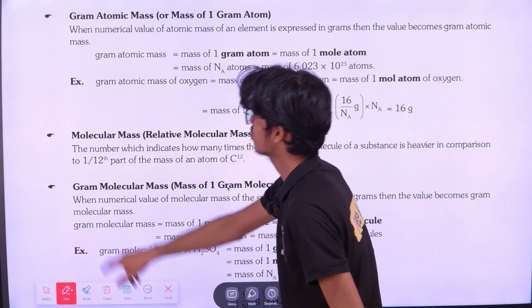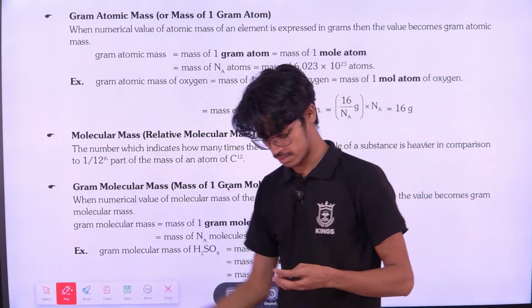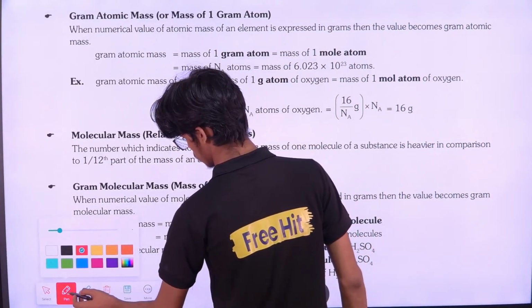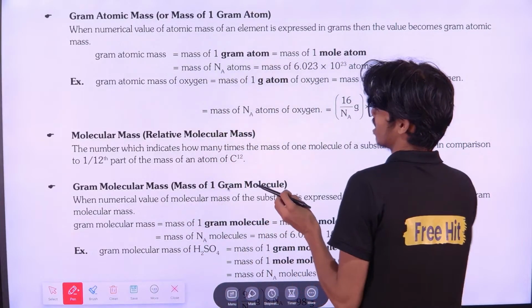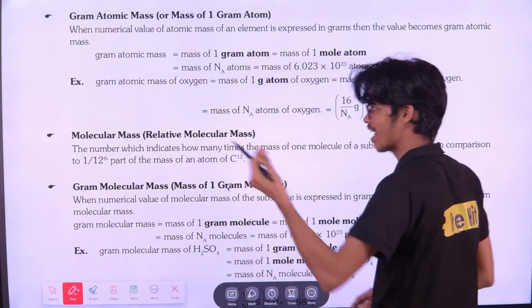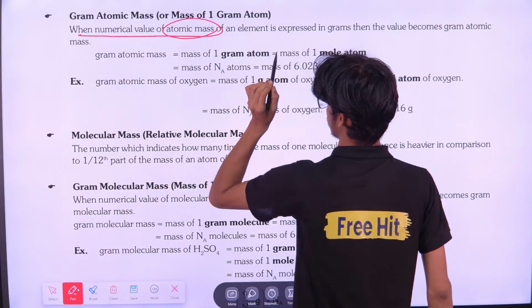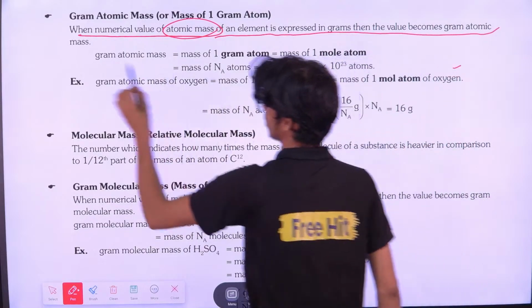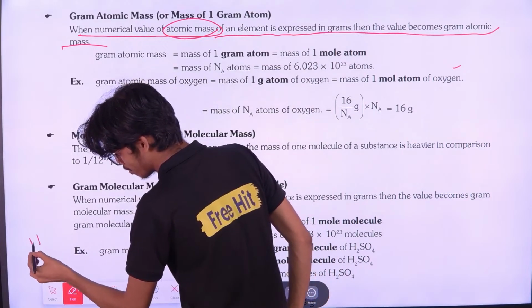Now let's understand what is gram atomic mass. Let's just go through the definition once and then I'll make you understand myself. When the numerical value of the atomic mass of an element is expressed in grams, then the value becomes the gram atomic mass. Simple.